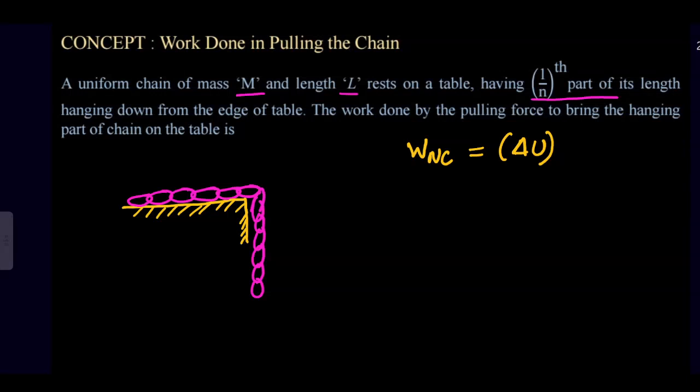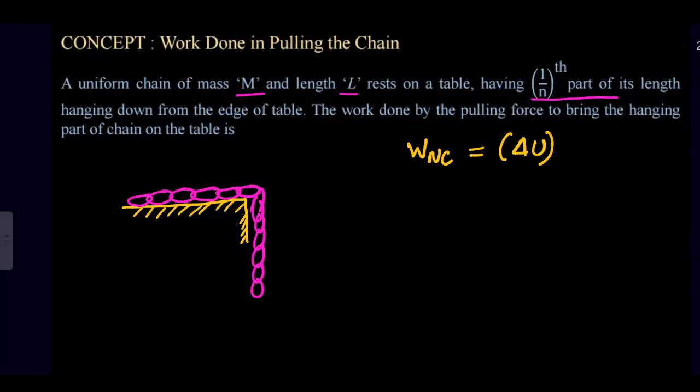Gravity will make the body fall down. But here the chain has to move up, not down. The work is done by the external agent. That's why in this case there is no minus. It is a non-conservative force, so the work done is simply delta U. There is no minus, keep in mind. Let's understand this; these model problems are very important.